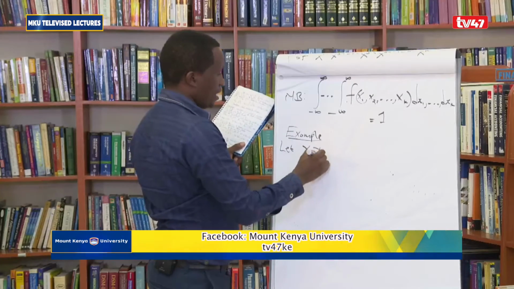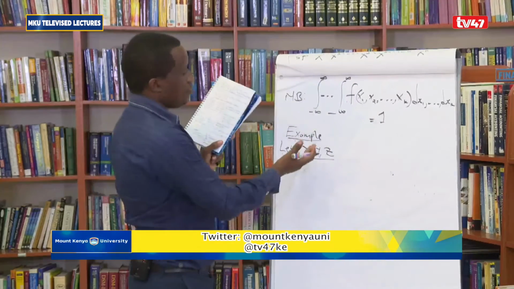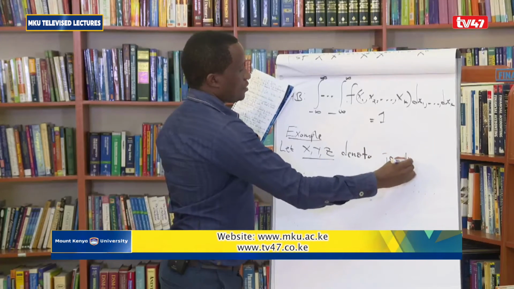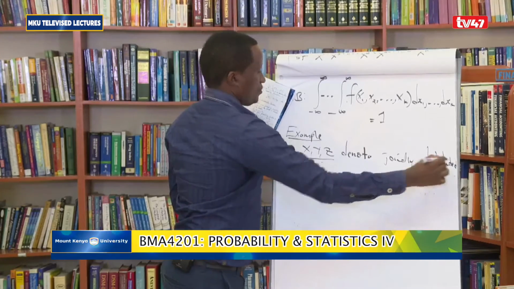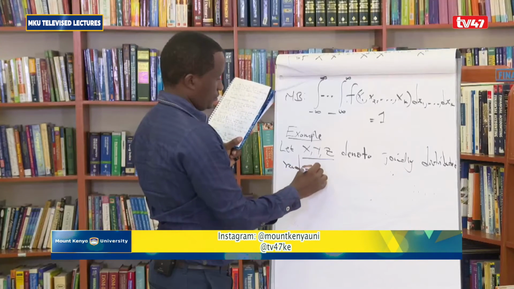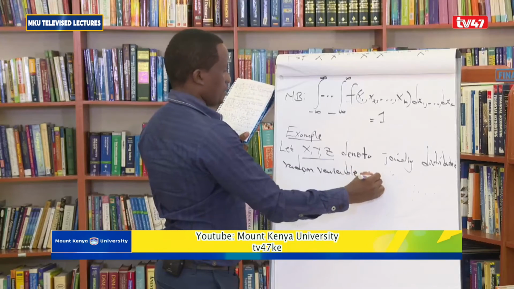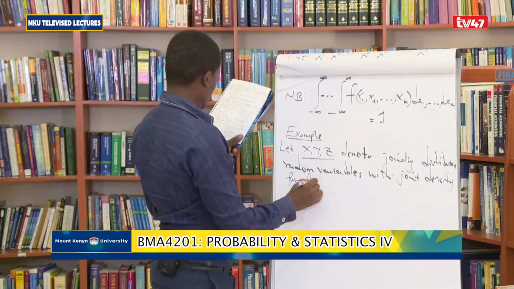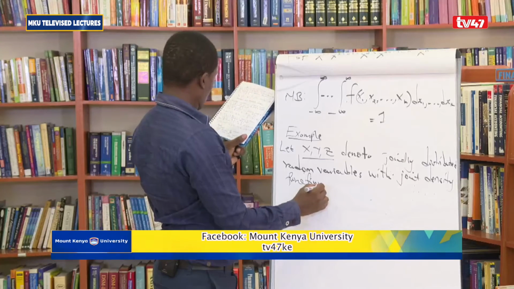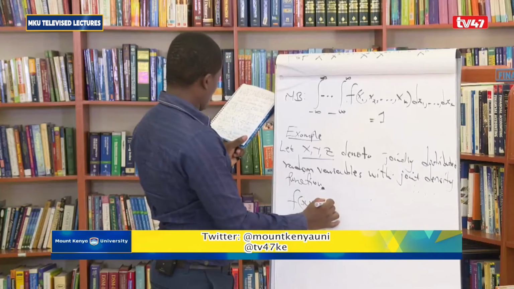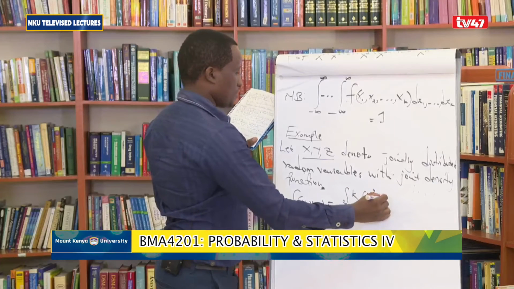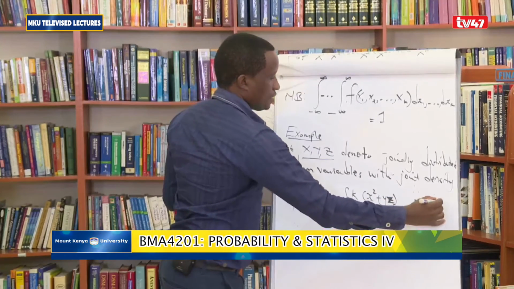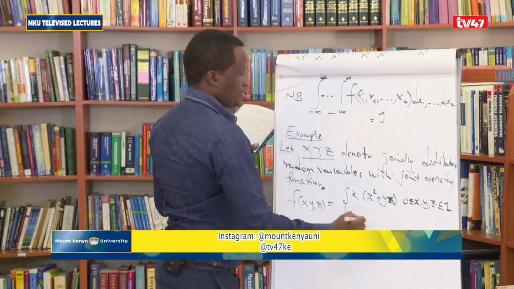Example, let x, y, z, so if you have three random variables x, y, z, then this is a multivariate case because it exceeds 2, denote jointly distributed random variables with joint density function f(x, y, z) equal to k(x squared plus yz) for x, y, z in the interval 0, 1, and 0 otherwise.